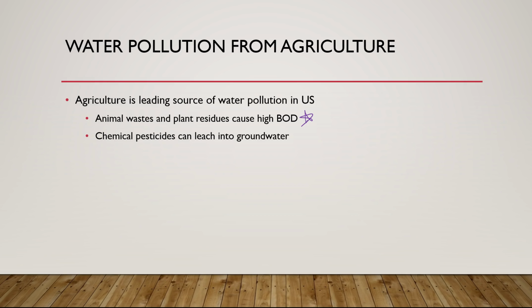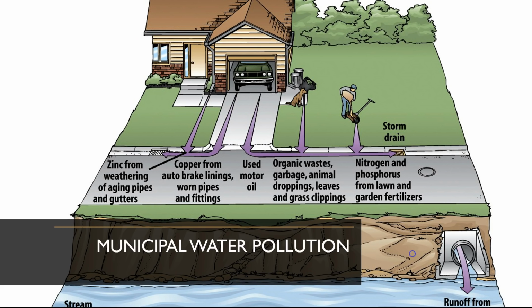Okay, chemical pesticides can leach into groundwater. Some of those issues we talked about back in the toxicity chapter. Some of them are endocrine disruptors and so on. And darn near every stream and river in the United States has at least some pollution from agriculture.